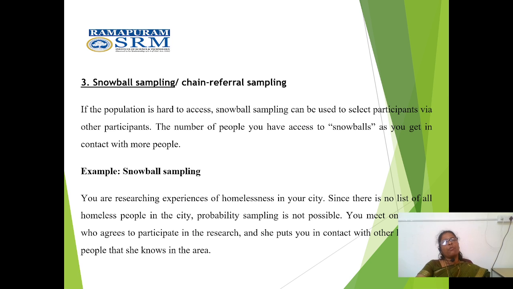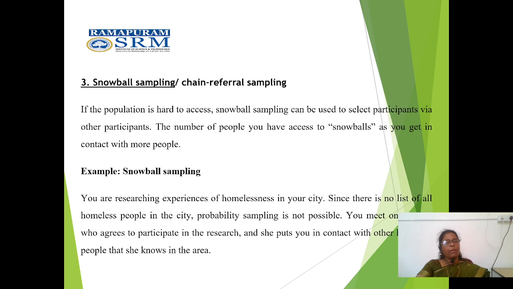Third one is snowball or chain referral sampling. If the population is hard to access, snowball sampling can be used to select participants via other participants. The number of people you have access to snowballs as you get in contact with more people.